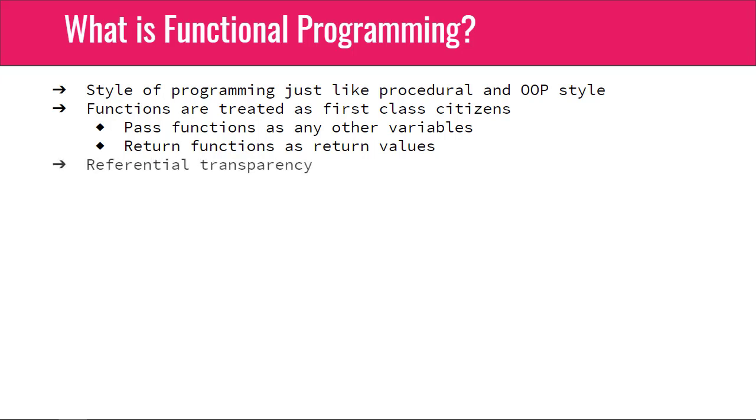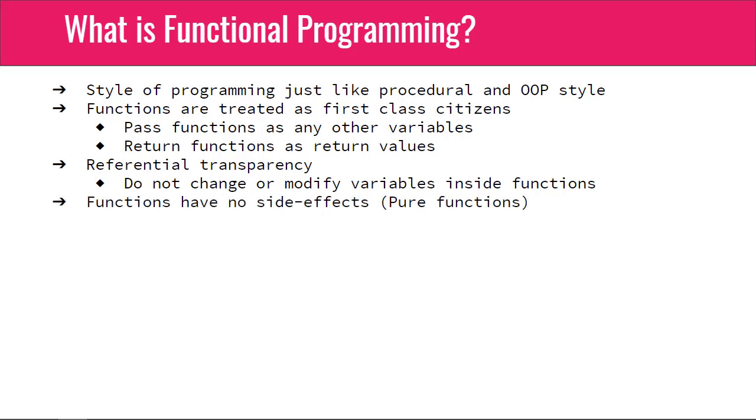The second attribute is that it provides referential transparency. This means it does not change or modify any variables inside the function. If we have a variable and if we have to change that variable, then we simply create a brand new variable instead of modifying the earlier one.